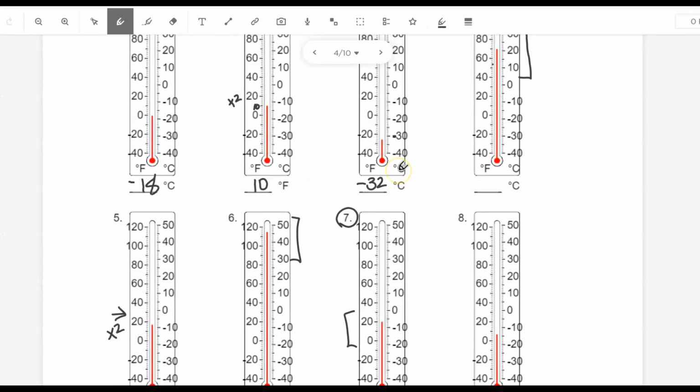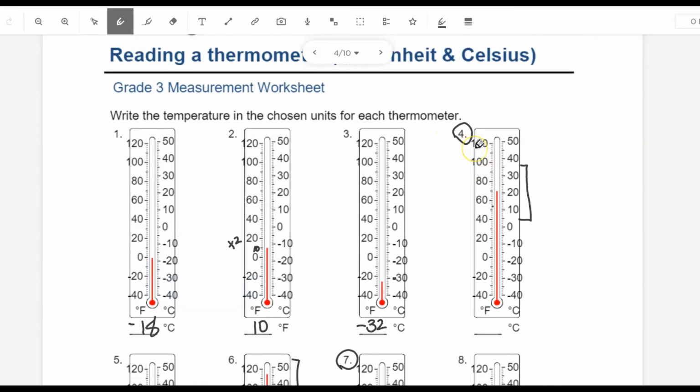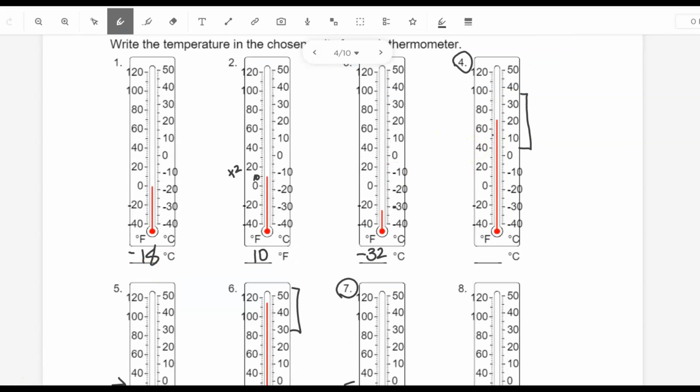Once you have answered number 7 and number 4, you can move on to the next activity for today.